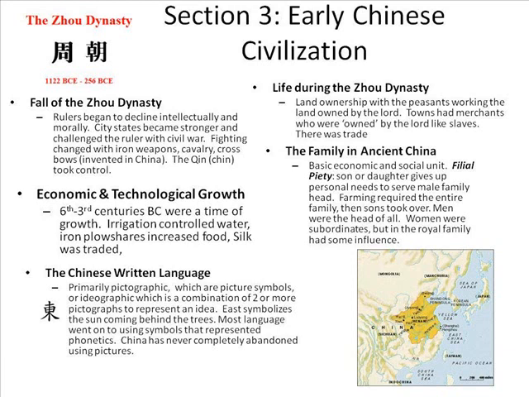The Chinese written language was primarily pictographic, which are picture symbols, kind of like when we are looking at hieroglyphics, or ideographic, which is a combination of two or more pictographs to represent an idea. East, for example, pictured there, symbolizes the sun coming up behind the trees. I guess you could kind of see that in that picture there to the left. Most languages went on to use symbols that represented phonics. China never did. China has never completely abandoned using pictures. So that's kind of unique to the Chinese culture.